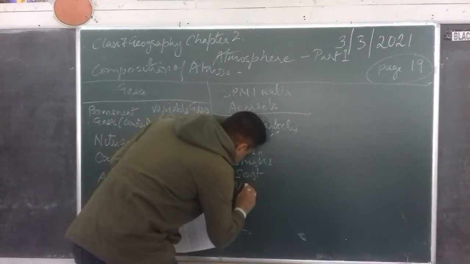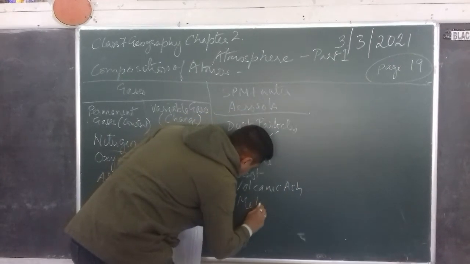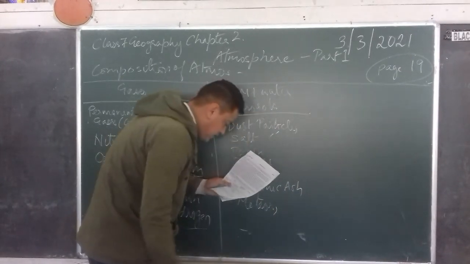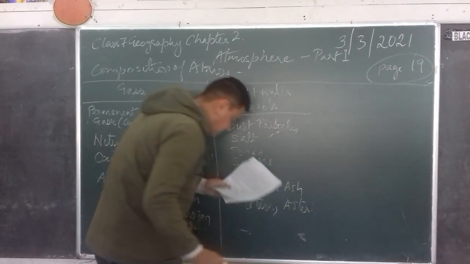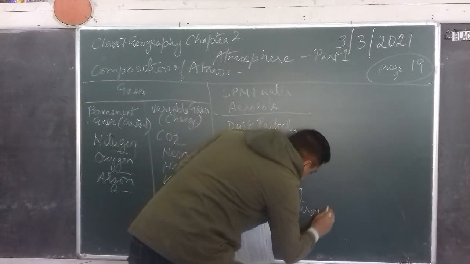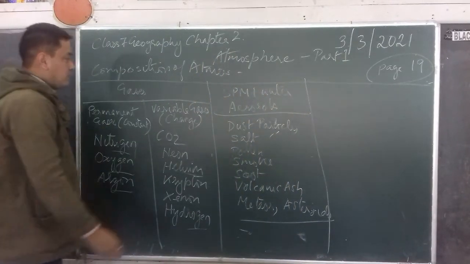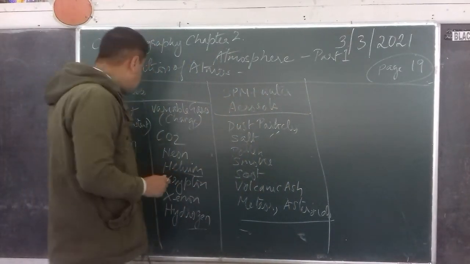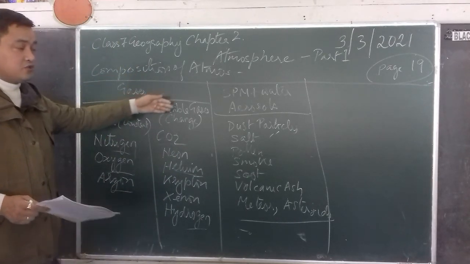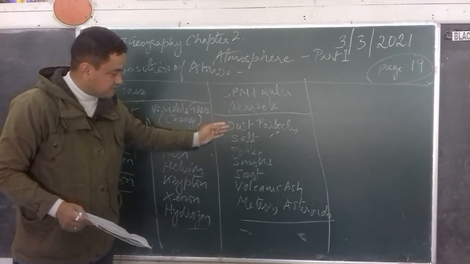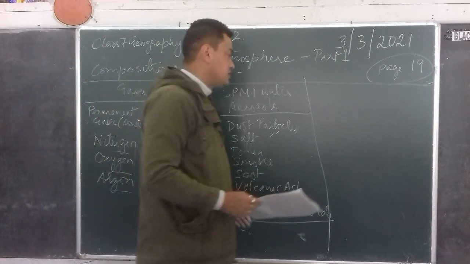Then volcanic ash, meteoroids or meteors, then asteroids, which are basically found in this SPM. So you can see the composition of atmosphere. It is made of gases, permanent gases and variable gases. It is also made of aerosols. Now aerosols are made of dust particles, salt, pollen, smoke, soot, volcanic ash, meteoroids, meteors, as well as asteroids.